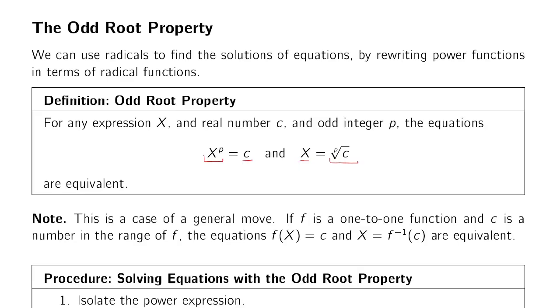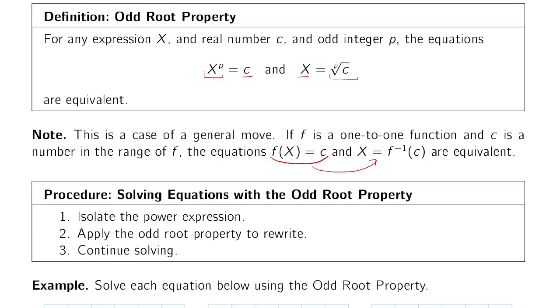So that means that we can use the pth root to get rid of a pth power, as long as p is odd, right? And this is a specific case of a very general move that we'll use over and over again. If our variable is inside a function, we can rewrite using the inverse. So if we have an odd power appearing in an equation as the only power of x, we can isolate that odd power, rewrite it using the odd root property, and then continue solving to get the variable by itself.